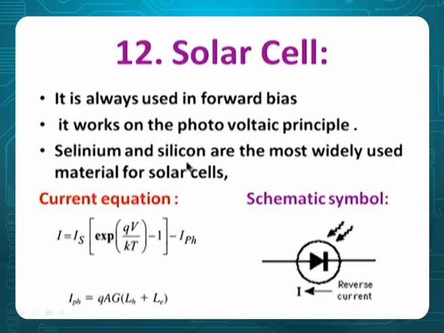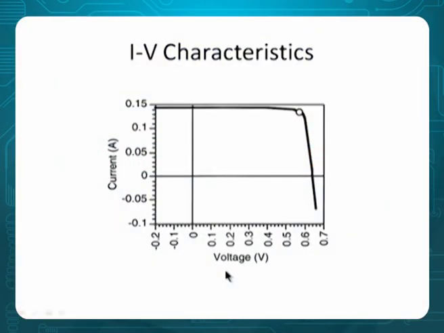Selenium and silicon are the most widely used materials for solar cells. The current equation is I = Is(exp(qV/kT) − 1) − I_ph, where I_ph is equal to qA(Lp + Ln)G. This is the current direction; reverse current is this, forward current is this, as shown here. So this is called a solar cell. When you see the voltage and current here, this is how it works with the principle of voltage and current. So a solar cell is also one of the special diodes we can use.